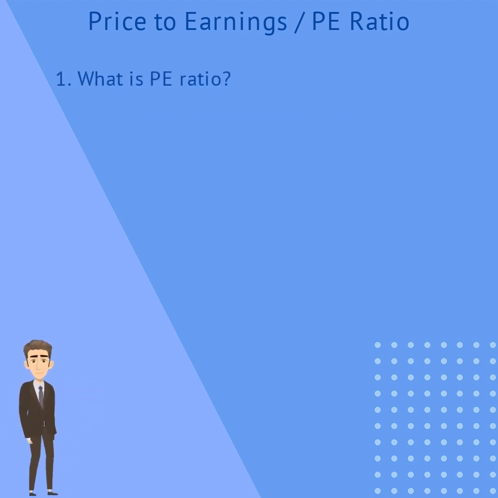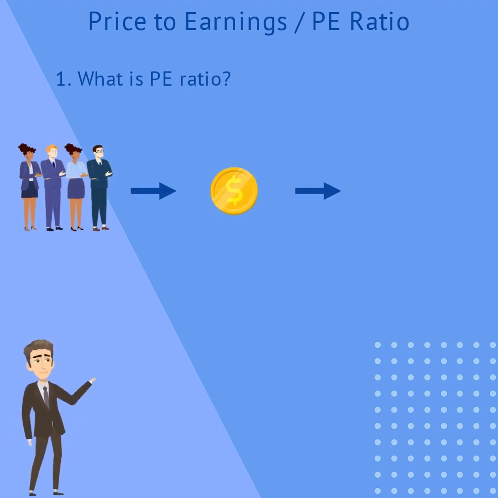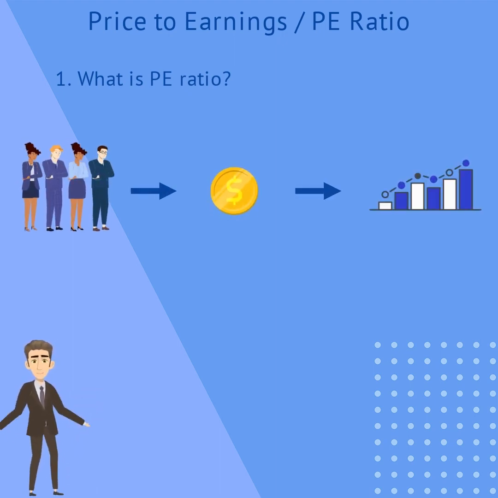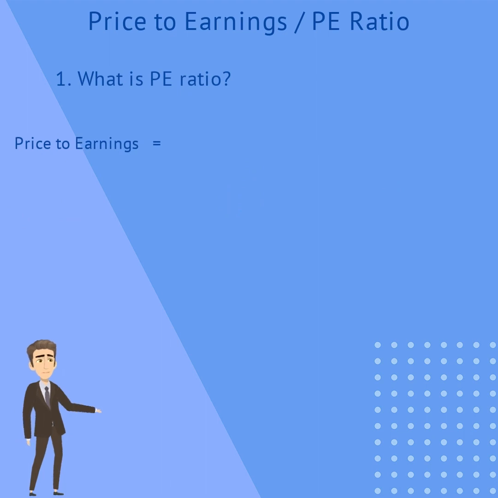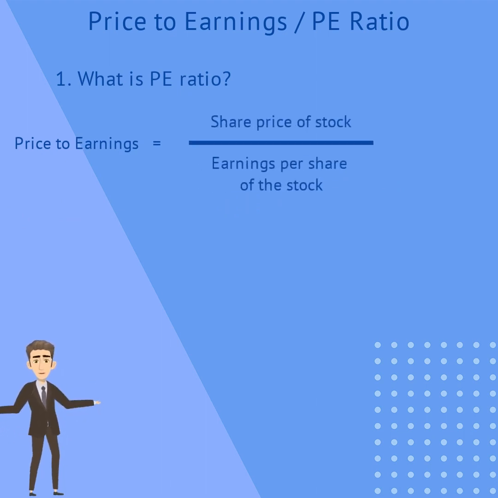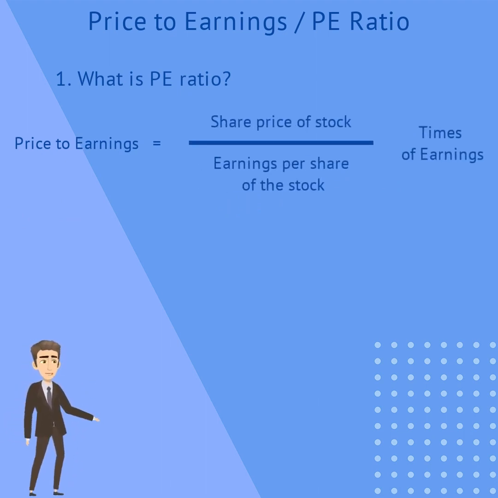PE ratio indicates how much investors are willing to pay for a company's stock for every $1 of its earnings. It is calculated by dividing the company's price per share by its earnings per share and is measured in terms of times of the earnings. In other words, it shows how much investors are willing to pay for every dollar of the company's earnings.